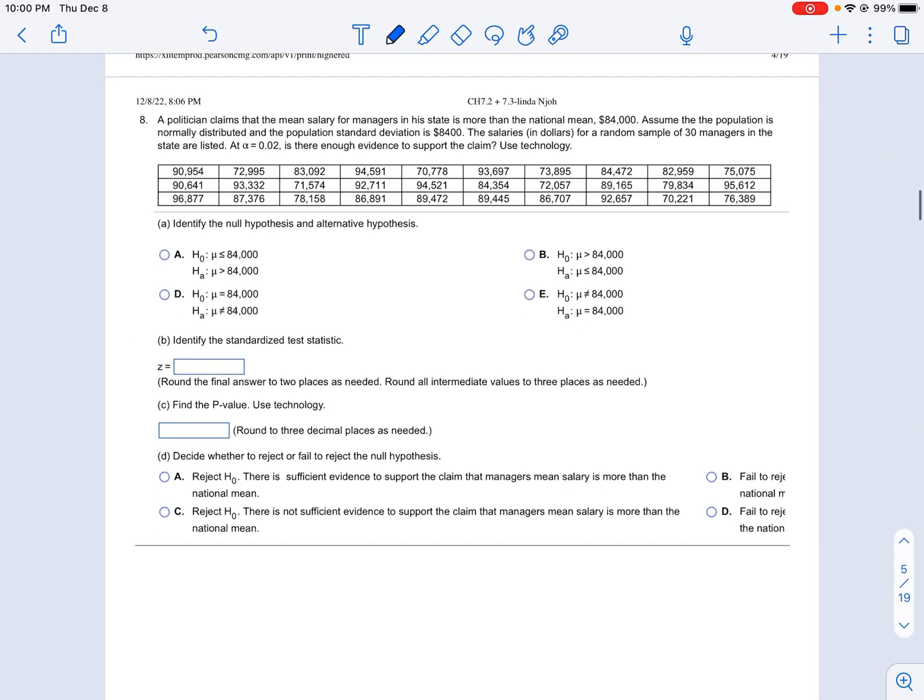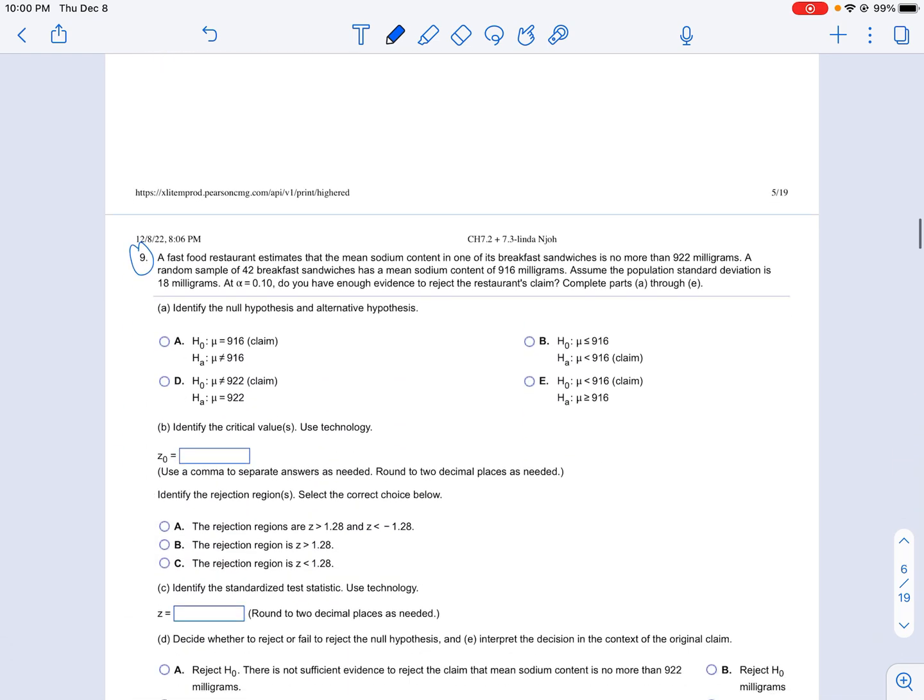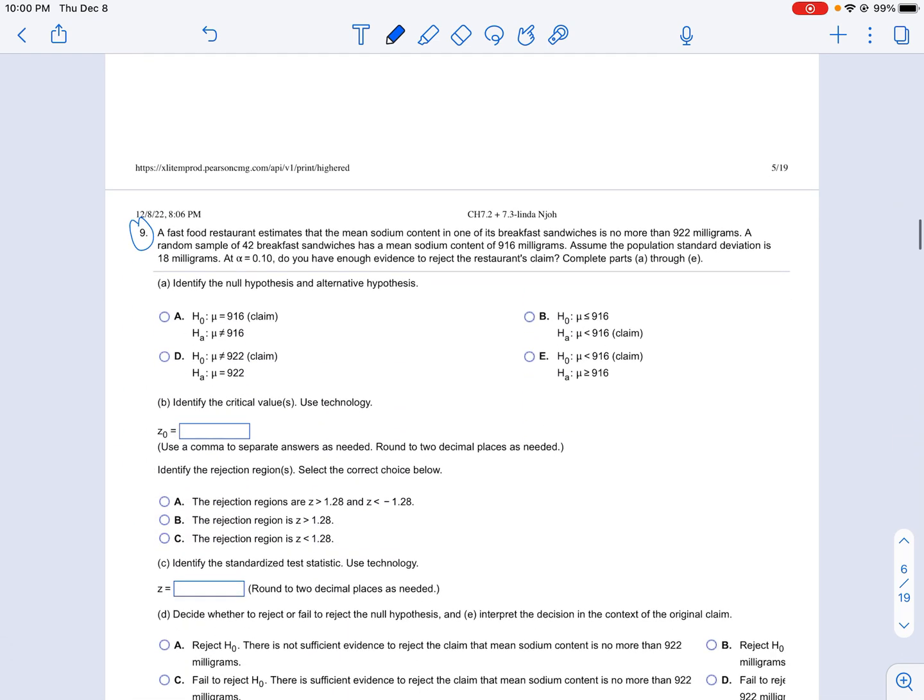This is a lot of data. 30 points, I can't. Let me see if this is a 2, no more than. That is the null hypothesis. No more than, so it has to be less or equal to. Mean is less or equal to 922. So HA is going to be mu less than 922. I'm not doing it. You can do it on your own. This is a left tail test.